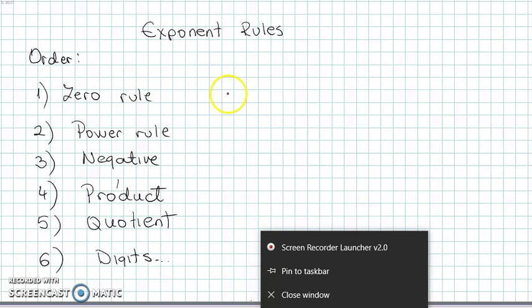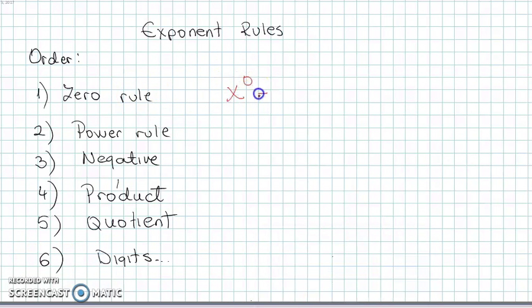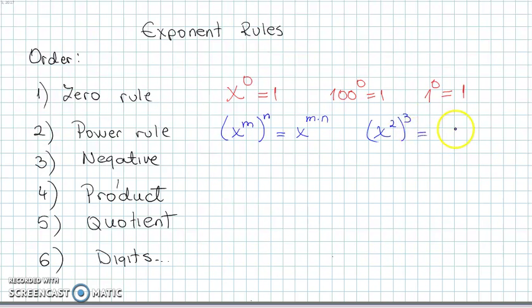So zero rule, x to the power of 0 is equal to 1. Any number, any variable to the power of 0 is equal to 1. 100 to the power of 0 is 1. 1 to the 0 is 1. Anything to the power of 0 is 1. Power rule is the following: x to the power of m, to the power of n. I'm going to multiply the two exponents, so this is x to the power of m times n. For example, x squared to the power of 3 is equal to x to the power of 6.